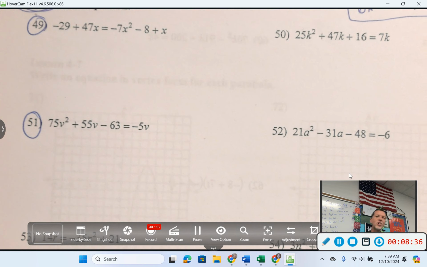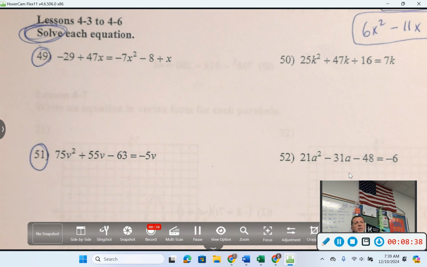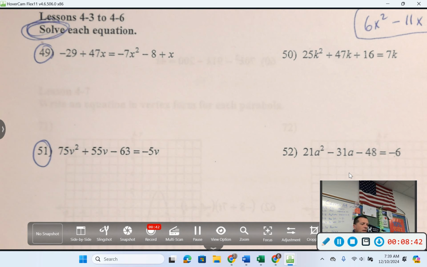49. Solve each equation. It probably is basic factoring, but basic factoring isn't basic for everybody. So what should I do first on 49 before I start factoring? From the left to the right, or from the right to the left. Yeah, we can go left to right. We can put it all on the left or all on the right. I have a definite preference on this one.